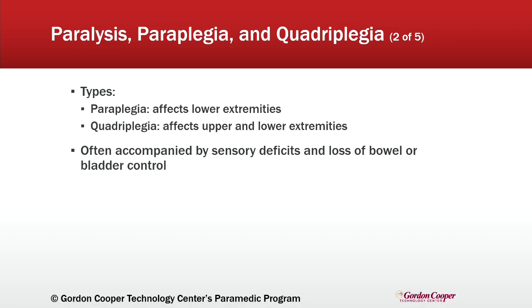Paraplegia is paralysis that affects the lower extremities but not the upper extremities, whereas quadriplegia affects both the upper and lower extremities. Paralysis is often accompanied by sensory deficits and the loss of bowel or bladder control.